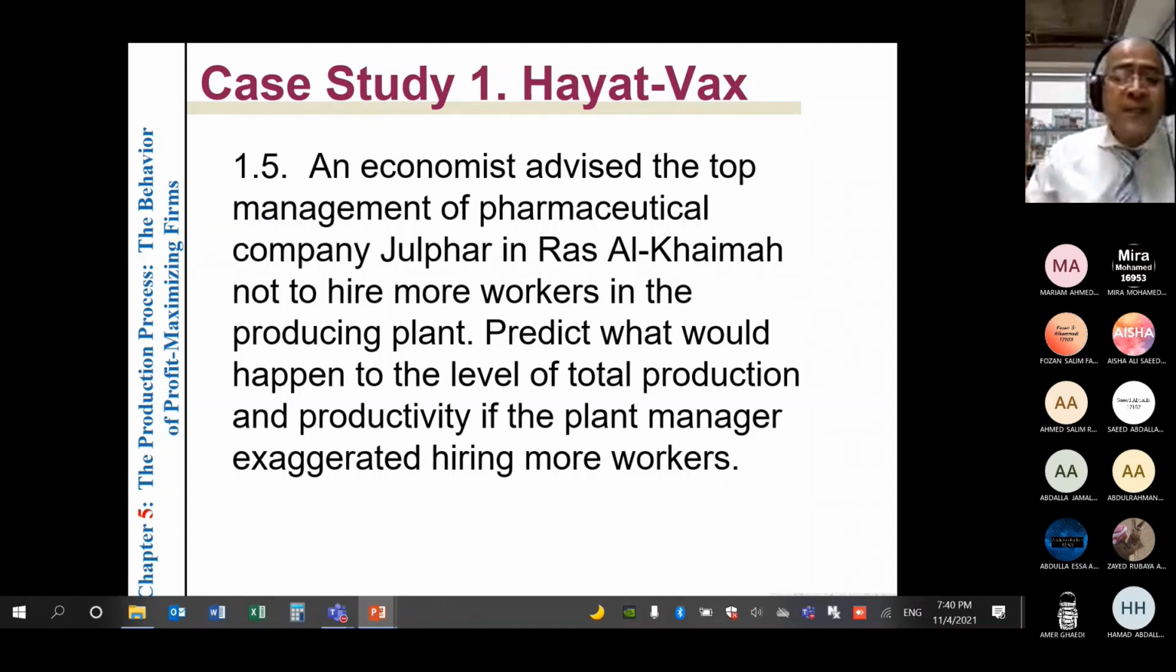So assume Mira has a beauty salon with 2 chairs, and she already hired, let's say, 3 workers. So if she insists on hiring the 4th worker, the place will be crowded. Too many labor with limited capital. So total product will decrease. The 4th one will cause total product to decrease, so marginal product will be negative. Total product will be less because the place will be crowded.